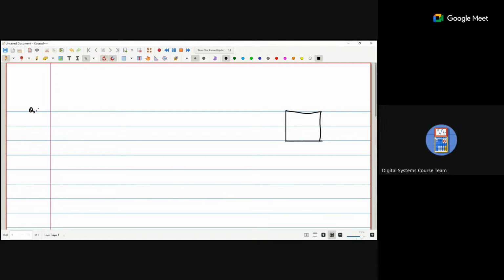When J and K are put over here, K is always one. This is a clock pulse. Q is the output. This is the circuit that is given.